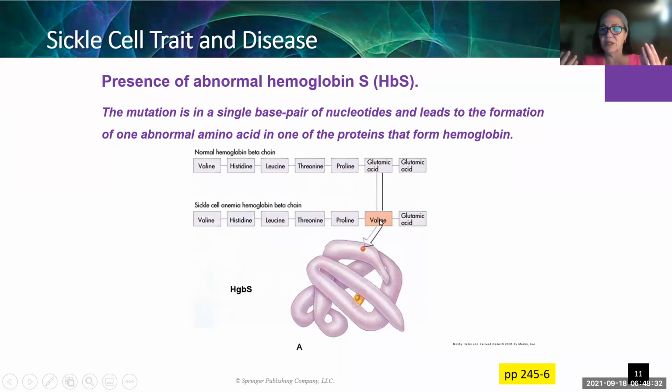These are just 2 different amino acids. Glutamic acid is a hydrophilic one. It mixes well with water. Valine is a hydrophobic one. It does not mix well with water. And that has huge consequences, as we will see. So it's in the 6th position here, this hemoglobin S.